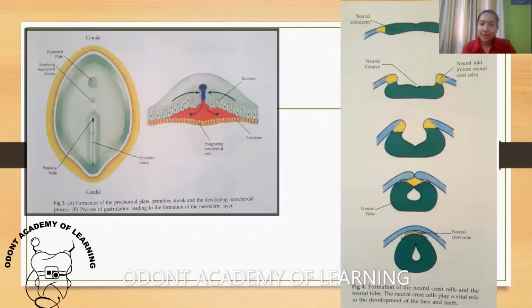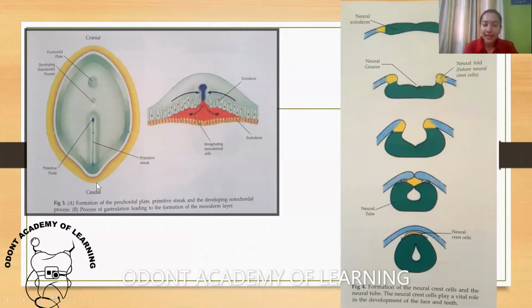Moving on, once endoderm and ectoderm are formed, there is formation of the procordal plate. You can see in the figure that this is the procordal plate. The procordal plate is of primary importance because it helps to distinguish between the right side and the left side, and between the cranial side and the caudal side. This is one thing which helps us in differentiating the two parts.